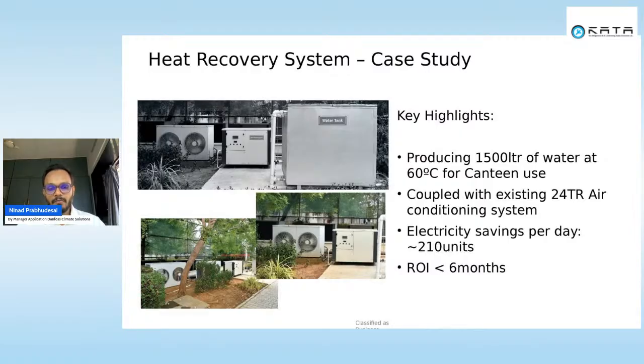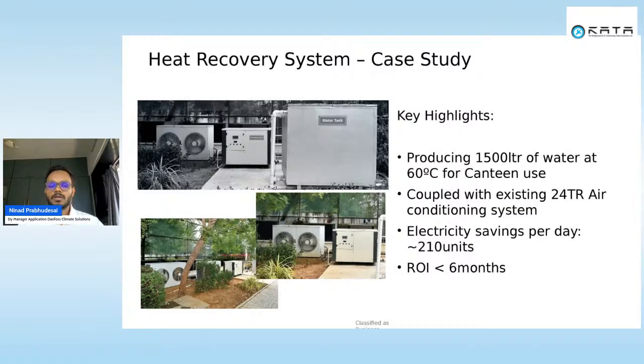And with this, we are now producing 1500 liters of water every day at 60 degrees in the canteen, which has saved almost 250 units of electricity per day. So you can just imagine how much saving there is for a year. And of course, that's why the ROI is also quite low. So this is a very important and very easy way to do decarbonization, or to reduce electricity consumption.